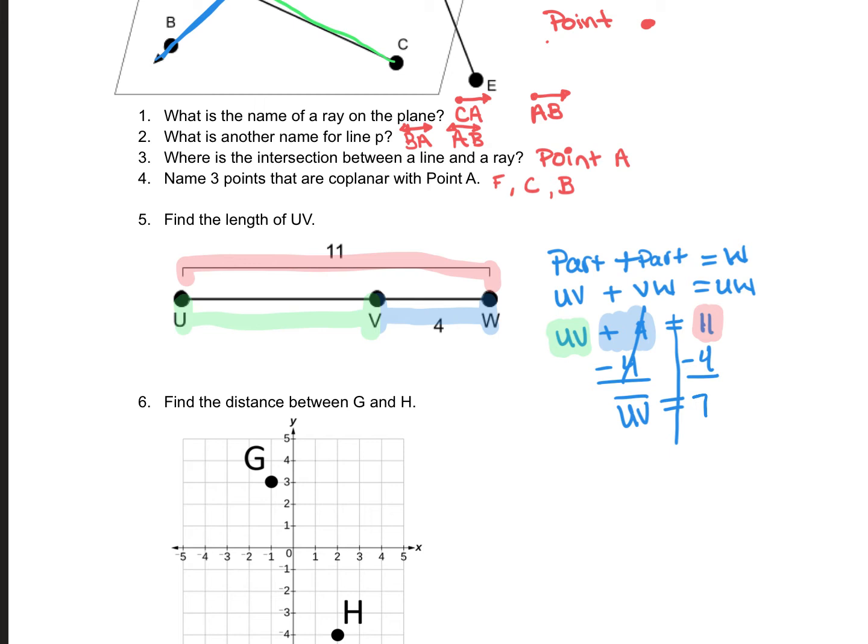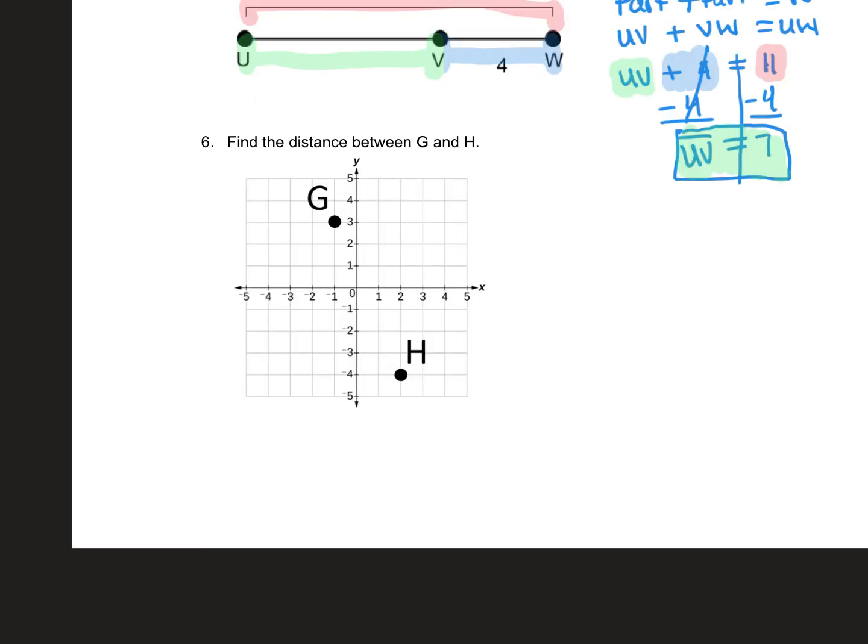And then, guys, the most important thing that we have to remember is to ask ourselves, is that what the question wanted? So we go back up to our question. Our question said to find UV, we found UV, and we found that it equals 7. So yes, we are done with this question, so we can go ahead and continue on to the next one.